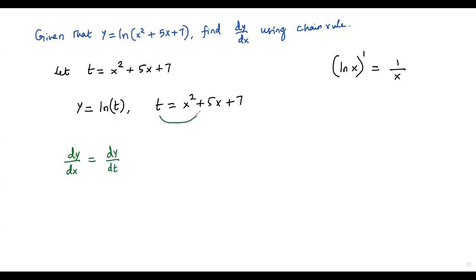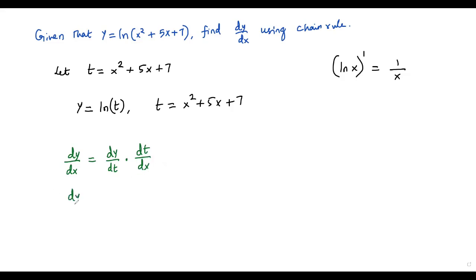Further, t is a function of x, so we can find the derivative of t with respect to x, so times dt/dx. This is called the chain rule. Our ultimate aim is to find the derivative of y with respect to x. So I start with dy in the numerator of the first fraction and end with dx in the denominator of the second fraction. So this is called the chain rule.